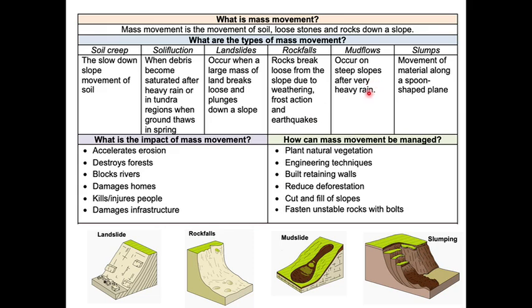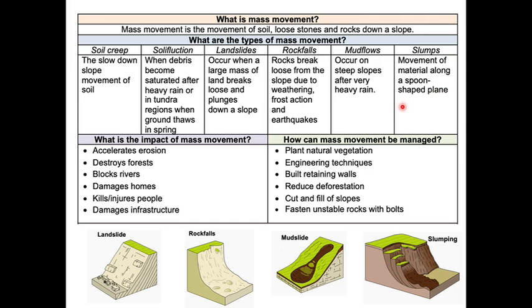We've got our mud flows after heavy rain. Look at the keyword there, mud flows. For mud, you need water. So there, as you can see, it occurs on steep slopes after very heavy rain. So that's very important. Here we've got a mudslide or mud flows. The rain and all this mud goes down the slope like that. And then the slumps, movement of material along, nearly like in a spoon-shaped manner.